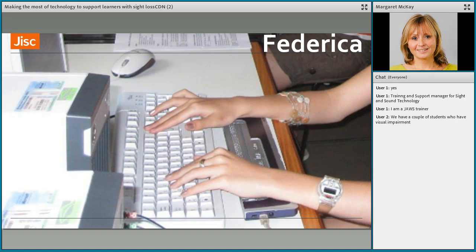She's a very competent technology user. She uses a Windows laptop and she uses JAWS for Windows screen reading software to access information. She sometimes, as we can see on the screen, uses a refreshable braille display, which she can connect by Bluetooth to her computer or to her mobile device. She's an iPad and iPhone user, so for her, iOS devices have been particularly important. The built-in VoiceOver has been particularly helpful for her. So that's Federica.